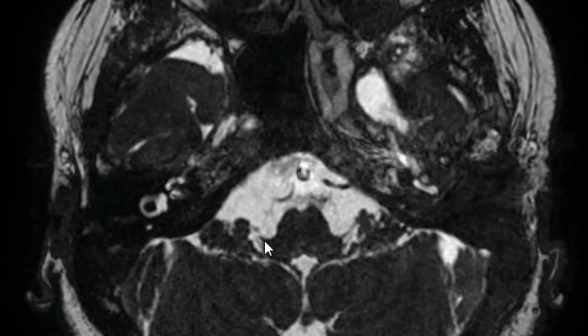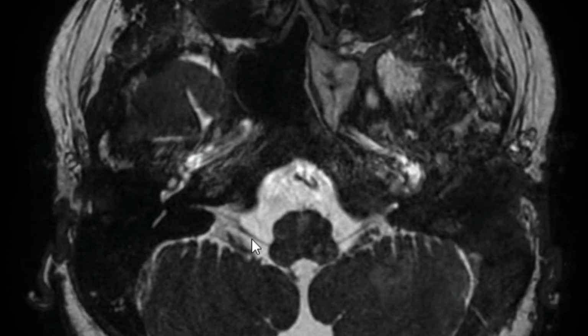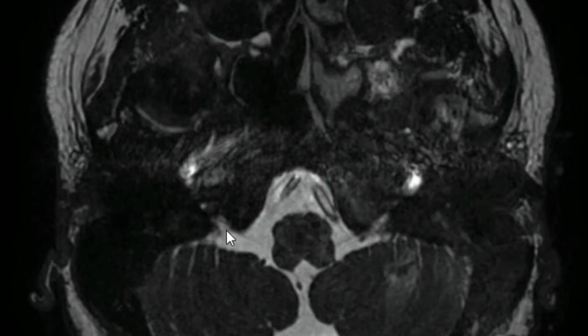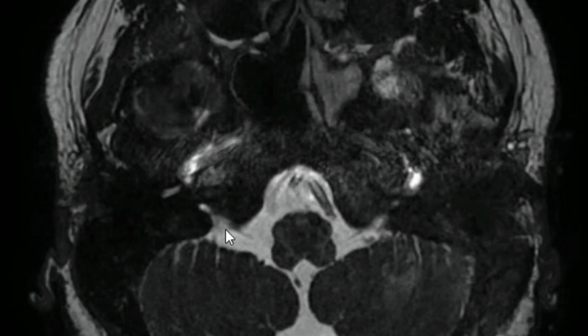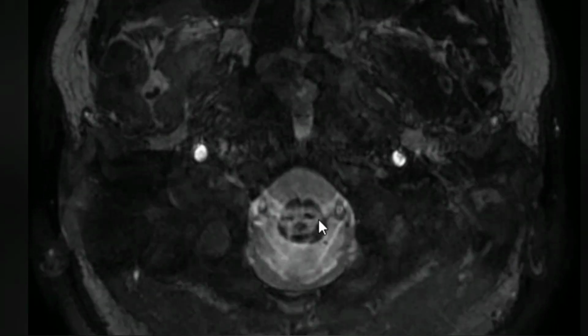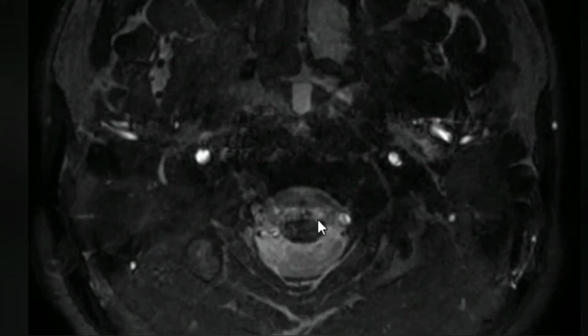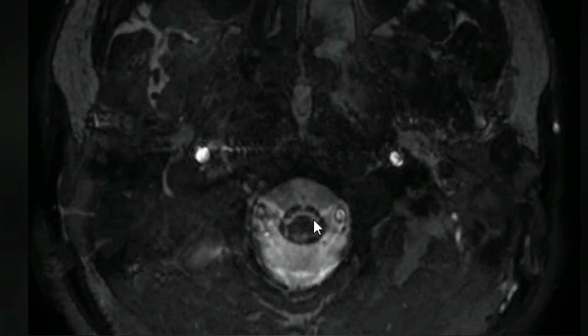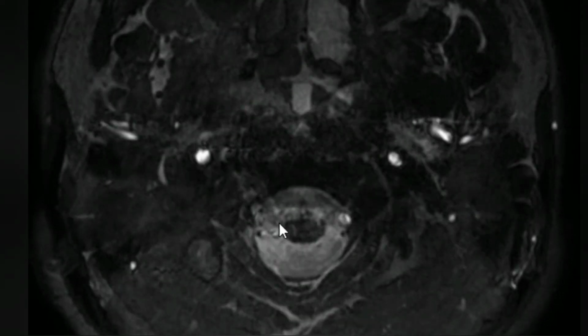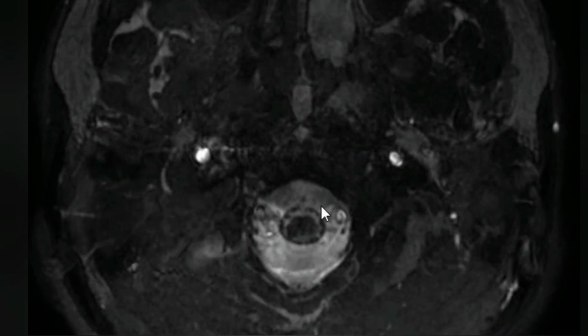The 10th cranial nerve is the vagus nerve, which is just below the glossopharyngeal nerve, and it travels the same course as the glossopharyngeal nerve and enters into the jugular foramen. The 11th cranial nerve is the accessory nerve, and we can't see much of the accessory nerve on MRI. Only a few fibers of the spinal portion of the accessory nerve are seen within the spinal canal at the level of the jugular foramen.